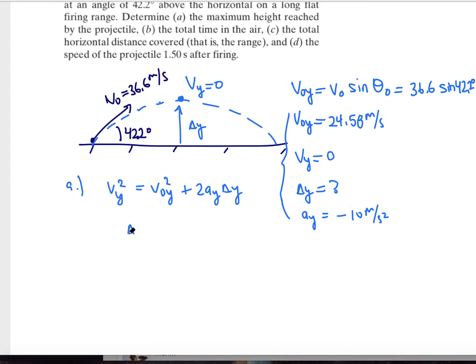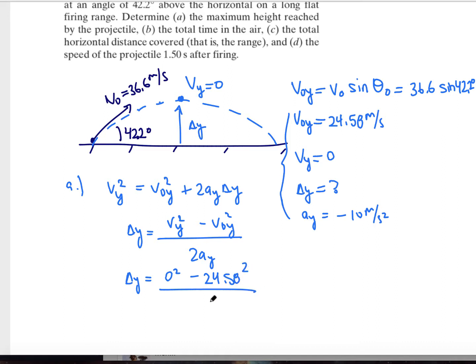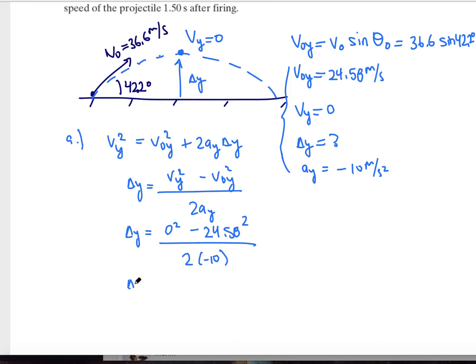So solving for the y displacement, I have vy squared minus v naught y squared over 2 times my y acceleration. Substituting values, I know that this is 0 minus my initial y velocity, which I just found to be 24.58. Don't forget to square it. Over 2 times negative 10. So when I go in and evaluate this, the highest that my projectile goes is 30.2 meters.